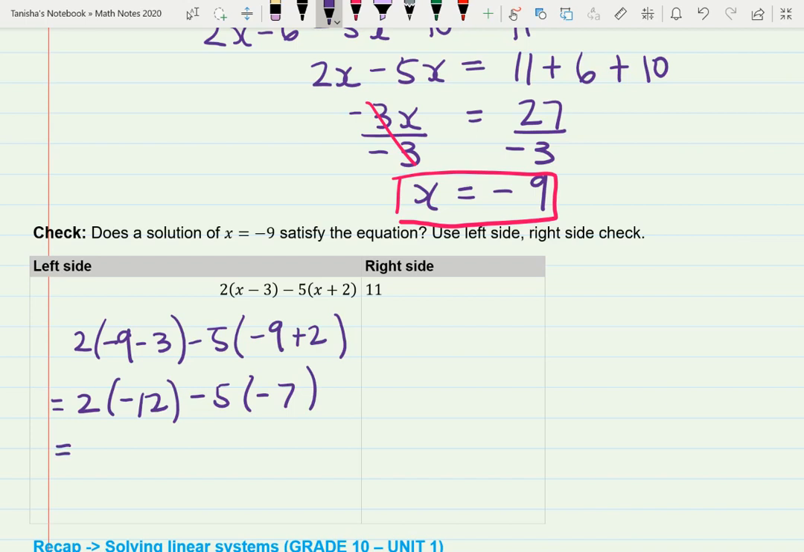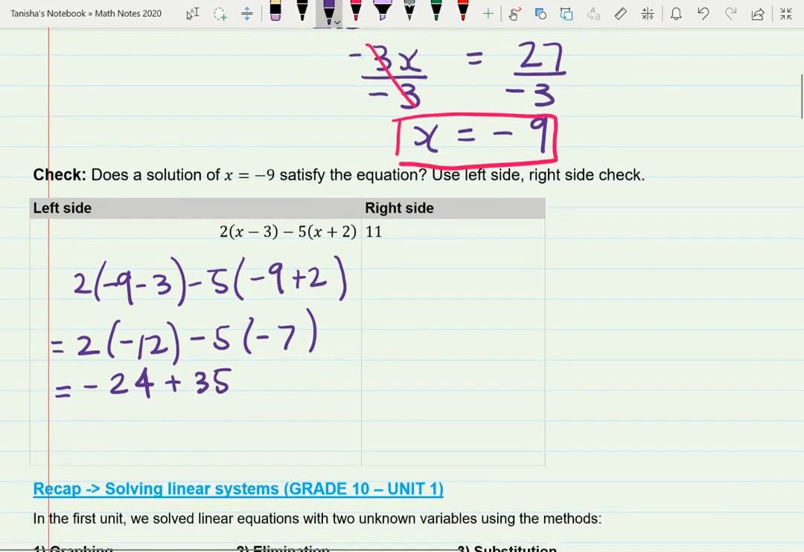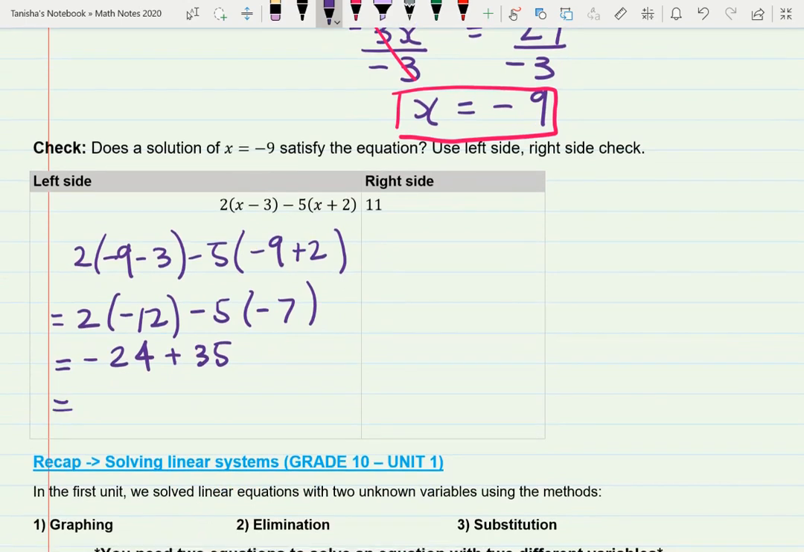2 times negative 12 is negative 24. Negative 5 times negative 7, that's equal to negative 35. Oh, sorry, positive 35, because the negative times the negative is going to give us a positive. And then negative 24 plus 35, that's equal to 11. Yep, our left side equals our right side, which means that x equals negative 9 is correct.